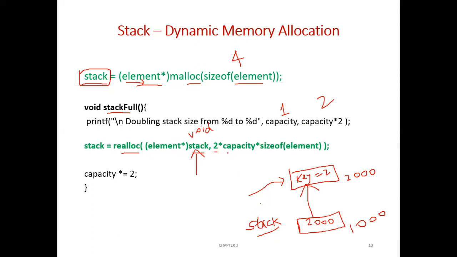So 2 into capacity. What is capacity? Previously it is 1. Okay, it's 2 into capacity into size of element. Size of element is 4, capacity is 1. So 2 into 1 into 4 is 8. So previously 4 bytes were allocated, now 8 bytes. That is another 4 bytes will be allocated. The originally allocated 4 will be retained and its value also will be retained.